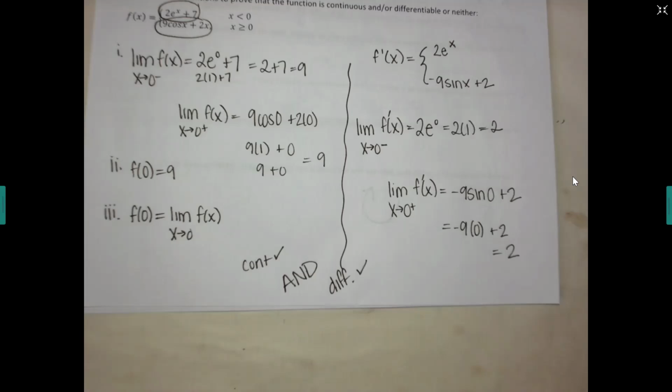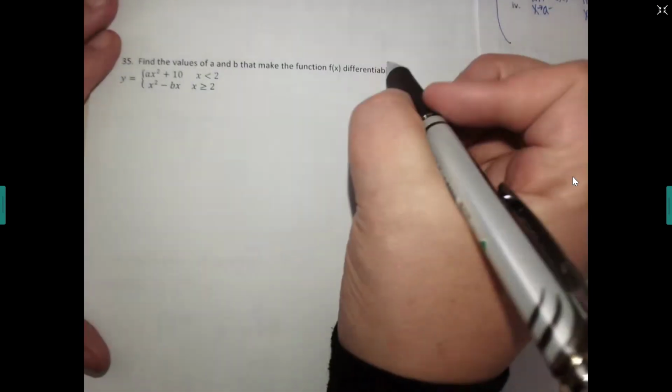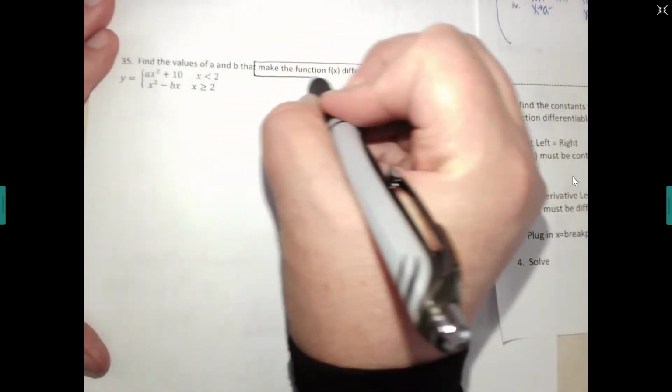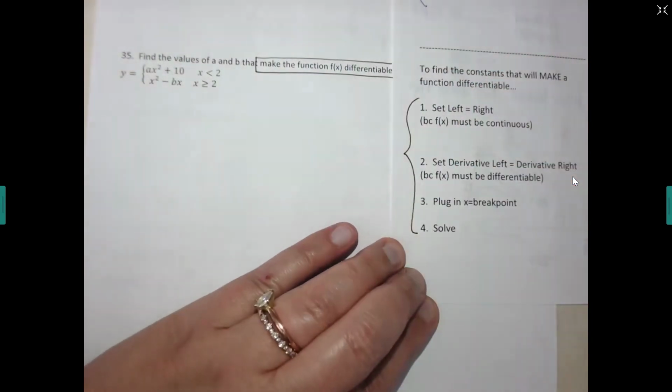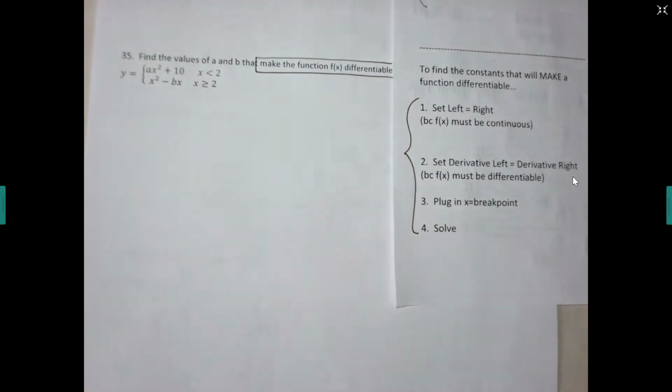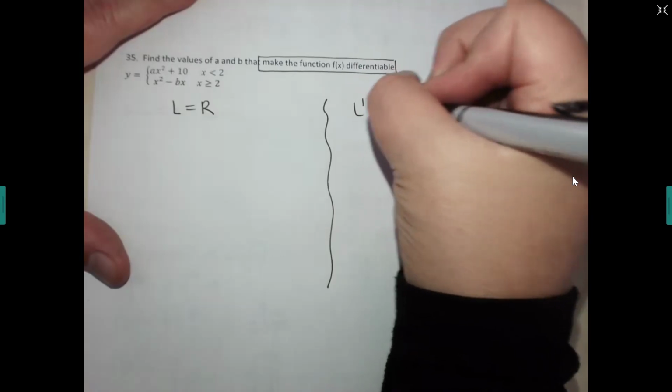All right, last one we're doing is 35. Okay, if you want to make the function differentiable, I put the steps for this on your cheat sheet. Okay, let me draw your attention to it. Right here, to make it differentiable, it has to be continuous. So you're going to let left equal right. Then to make it differentiable, you're going to set derivative left and derivative right equal. Okay, and then solve. So let's do it. For continuous, I'm letting left equal right. And then L prime equal R prime.